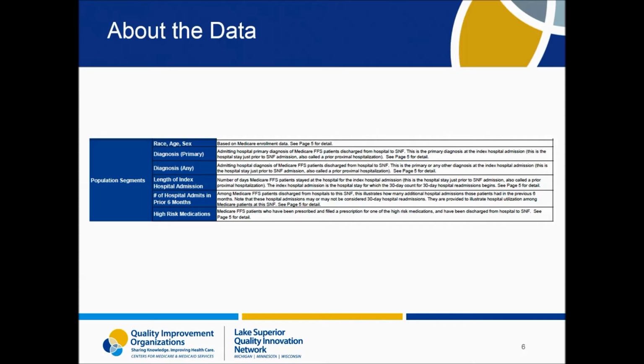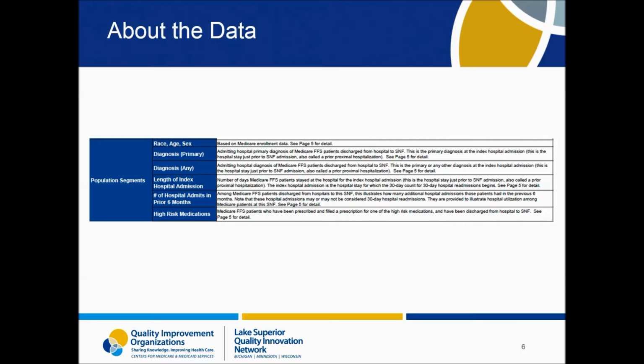The index hospital claim is that hospital stay that happens immediately before the patient is admitted to the nursing home. The report summarizes readmission rates by several primary diagnoses, and we'll see these in the pages that follow. Any diagnosis is any diagnosis on the hospital claim that happened immediately prior to the nursing home admission. And again, this report summarizes readmission rates by several diagnoses. The length of the index hospital admission shows the number of days that the patients were at the hospital for that hospital stay happening immediately before they were admitted to your nursing home.